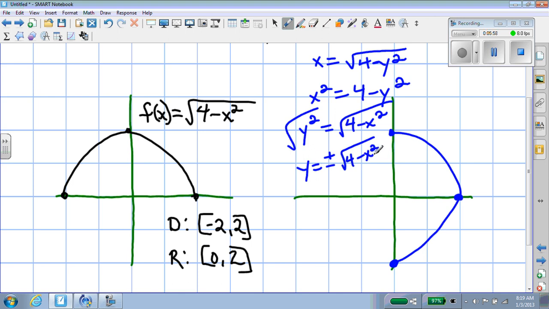But remember that when we do an inverse, the domain and range switch. So the domain of this is only from 0 to 2, and the range is from -2 to 2. So we're seeing that the domain is only from here to here, and the range from here to here. So we weren't allowed to draw the other half of the circle based on the original function. But my point here is that this function had an inverse, but the inverse is not a function.